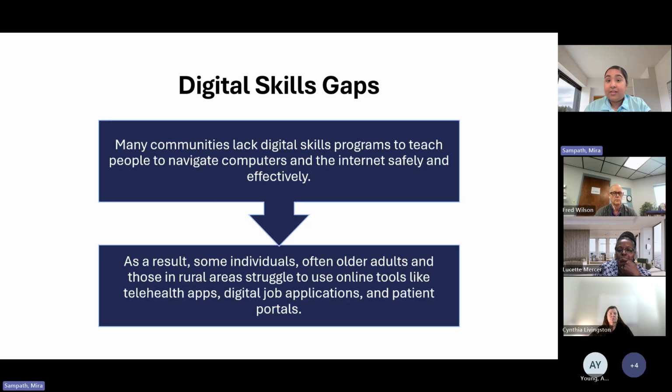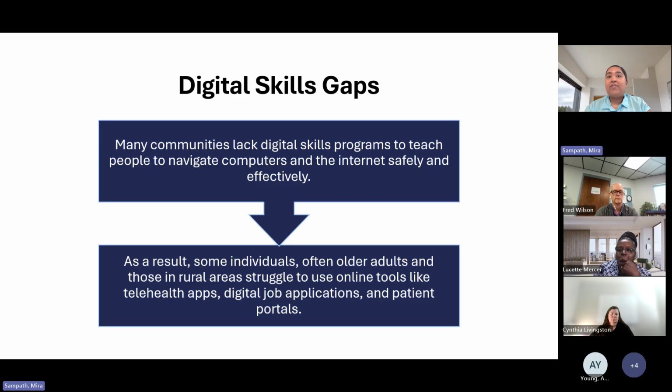Digital skills gaps. So far we've talked about the lack of broadband, right? The lack of infrastructure. We've touched on the lack of access to devices. However, assuming that both of those are intact, right? You have the infrastructure, you are able to purchase a broadband plan, you're able to purchase a device. There still exists a gap. There's still a gap that's not being filled, and that's the digital skills gap.